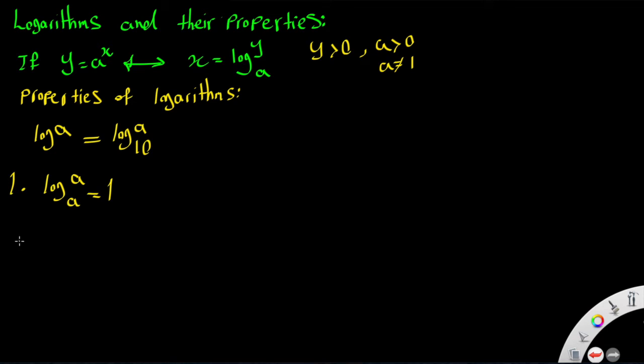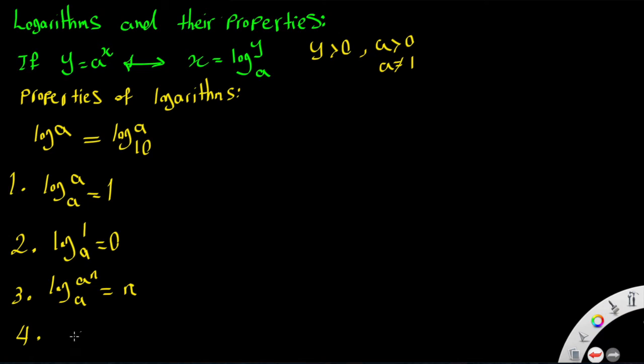Now, the second property is log of 1 to the base a. We already learned in O level, a to the power of what number becomes 1? Definitely 0. A to the power of 0 becomes 1. Property 3: log of a to the power of n to the base a is equal to, you clearly see that a to the power of n becomes a to the power of n. So here on the right hand side we will have n.